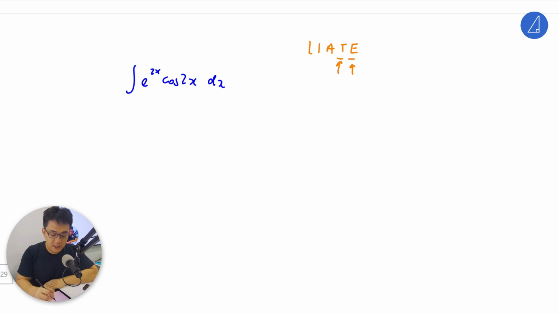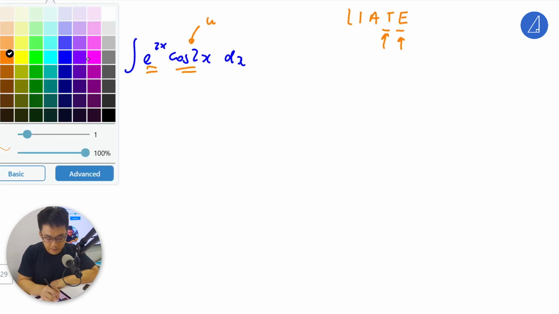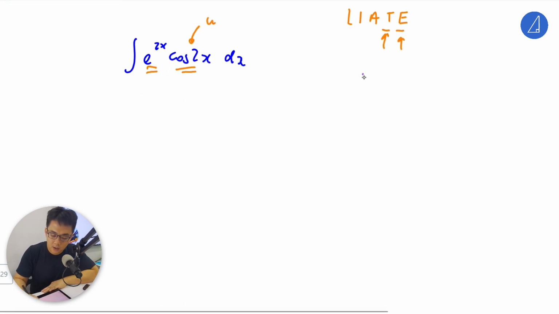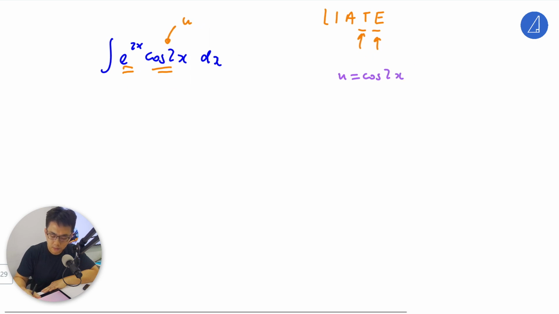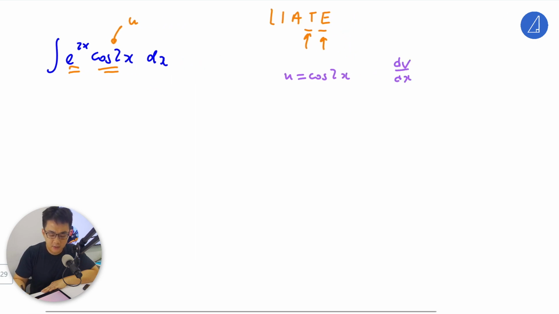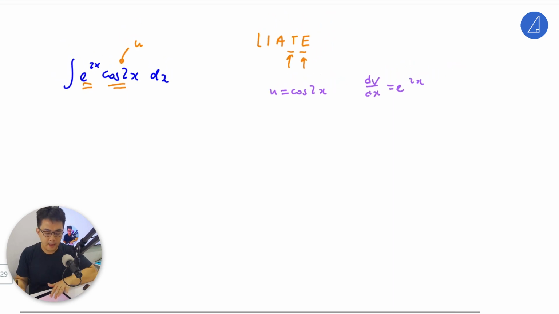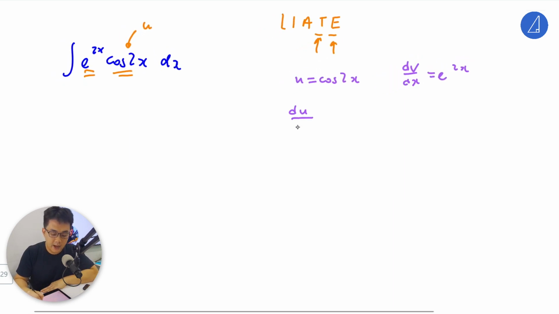So the first thing is, of course, you let this be u if you want to, and then it doesn't matter which one is u. By LIATE, this should be your u, so you can just let this be your u. Not an issue. So what we're going to do here is let u equal cosine 2x. Then let dv/dx equal e^(2x). Then du/dx is actually negative 2 sine 2x. Then v is half the integral of this. So integrate this. Is this okay?